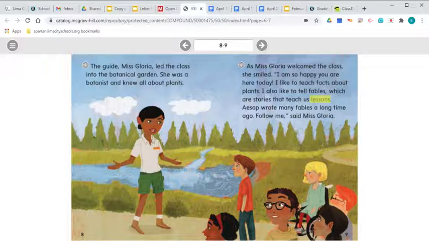As Miss Gloria welcomed the class, she smiled. "I am so happy you are here today. I like to teach facts about plants. I also like to tell fables, which are stories that teach us lessons. Aesop wrote many fables a long time ago. Follow me," said Miss Gloria.